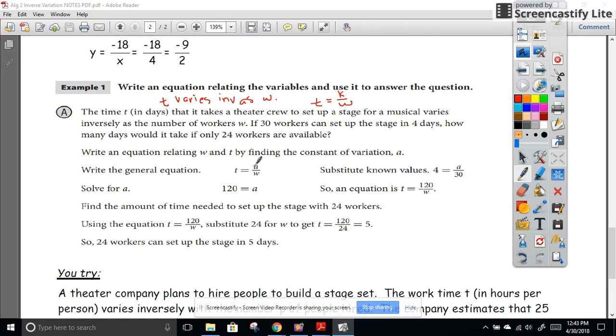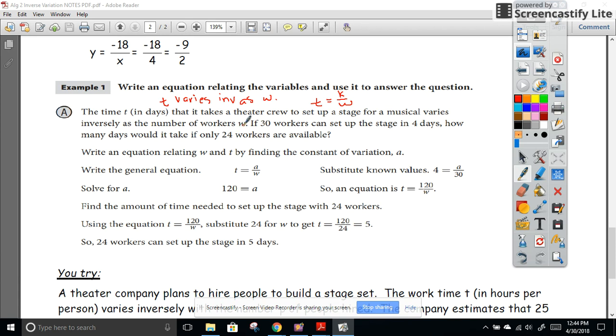Now, why did they put an A there instead of K? I don't know. They defined it right here. It says write an equation for W and T, find the constant of variation A. Don't let that bother you, because they just decided to use the variable A to name the constant of variation, not the variable K, but it doesn't matter what you call the variable. So they did the same thing right here that we did. See, as you read varies inversely, you write this equation.